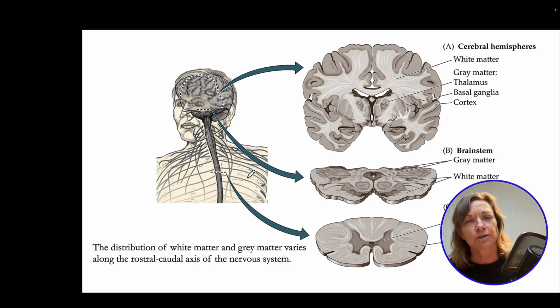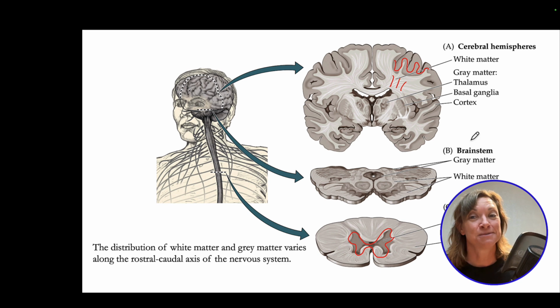Now, when we talk about gray and white matter, the distribution varies along the rostral caudal axis of the nervous system. Just a good thing to keep in mind. In the cerebral hemispheres of the brain, white matter is deep and gray matter of the cortex is superficial. In the spinal cord, that arrangement is inverted. So the butterfly of the gray matter is deep and white matter is superficial.